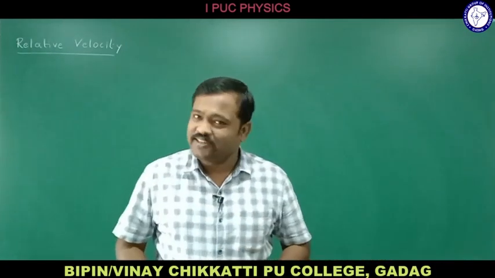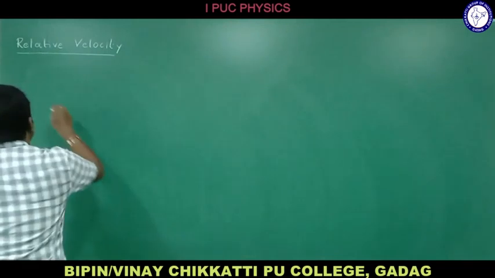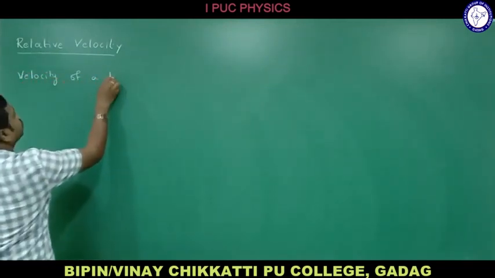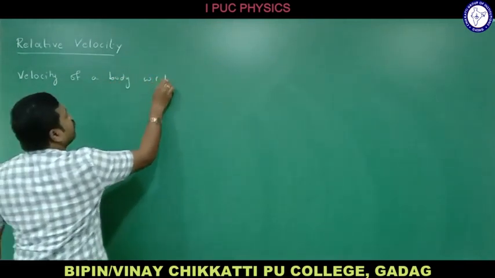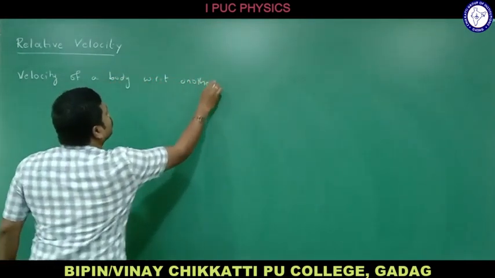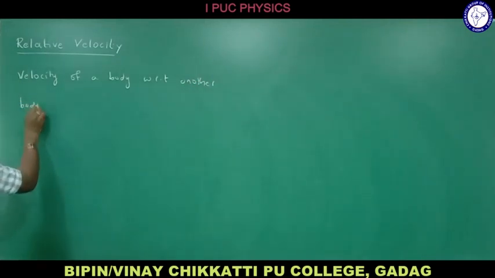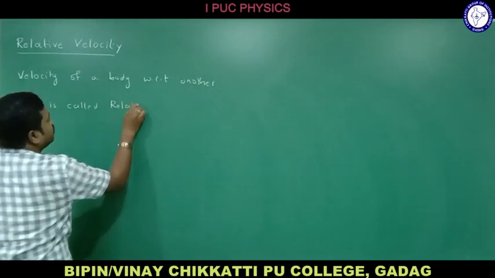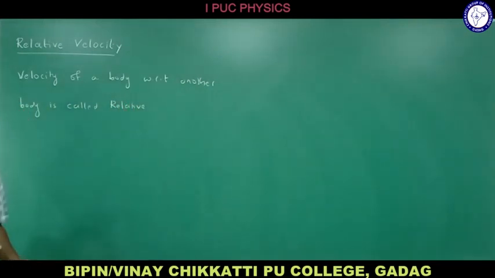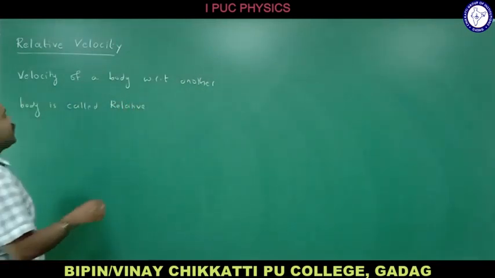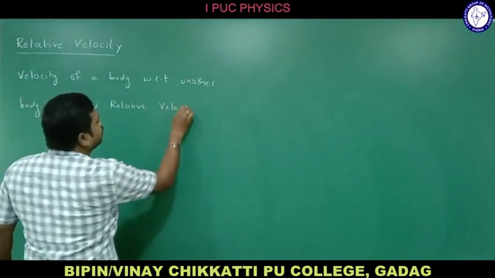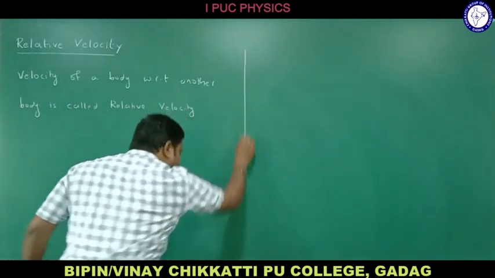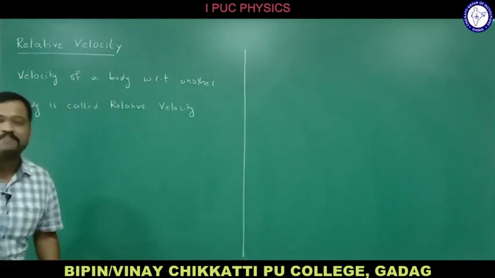What is relative velocity? Let us check it out. Velocity of a body with respect to another body is called relative velocity. Whenever we speak about relative, we have two bodies, right? Velocity of a body with respect to another body is called relative velocity. Okay, let us understand this relative velocity much more, taking an example.